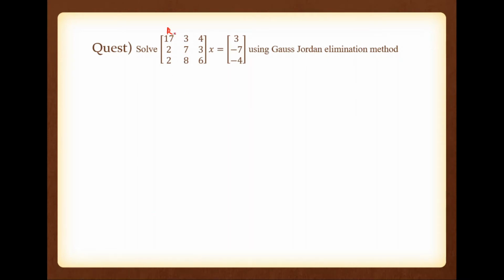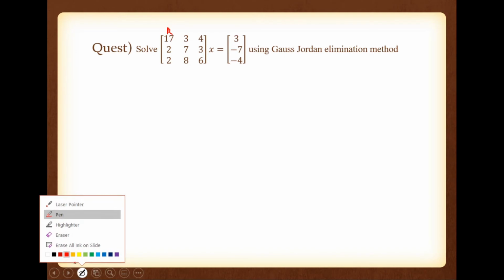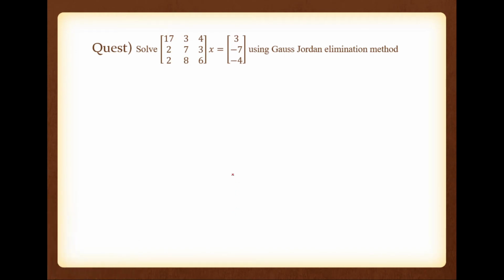So here I selected 17. So what we have to do? First form the augmented matrix. So this one is the augmented matrix. This system matrix and this output vector are clubbed. So 17, 3, 4, 3, 2, 7, 3, minus 7, 2, 8, 6, minus 4. If you want, you can draw a dashed line, in order to separate the system matrix and the output vector.